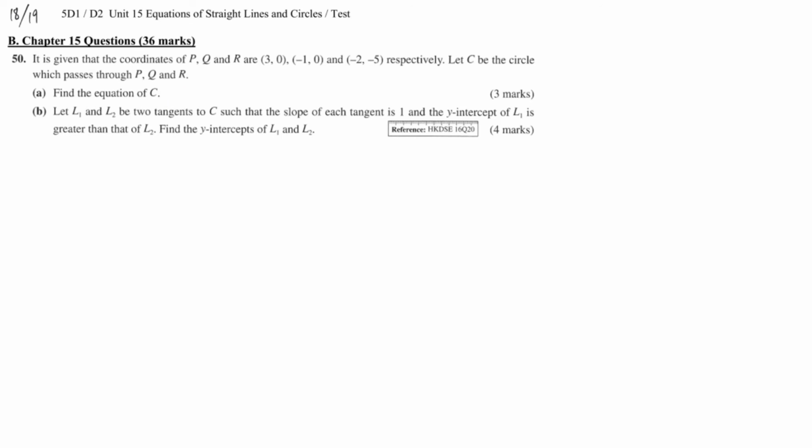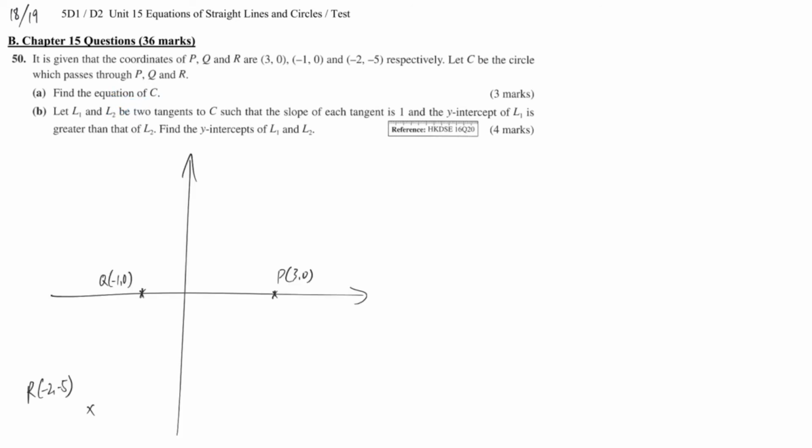In this question, there are 3 different points: (3, 0), (-1, 0), and (-2, -5). There is a circle passing through all these points, and we are going to find the equation of that circle. If we roughly draw the positions, we find that there is no special feature to help us locate it. We have the horizontal line, but we don't have the vertical line. So it's not easy to use the angle in a semicircle to find the diameter.